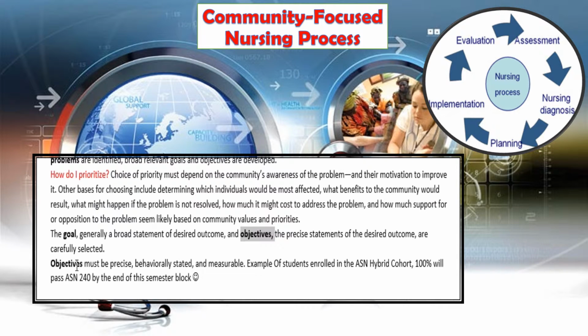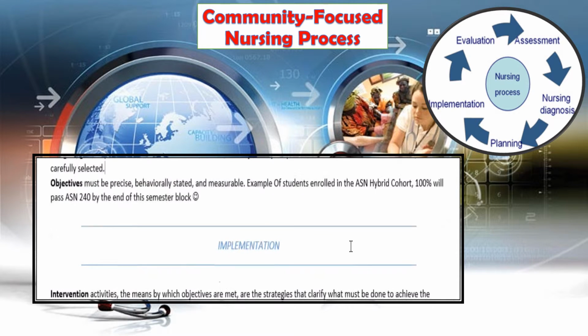Okay, so objectives must be precise, they should be behavior oriented, and they should be measurable. An example of an objective is that of all the students enrolled in the ASN hybrid cohort, I want 100% to pass the ASN 240 by the end of the semester block. That's something that could be considered a measurable objective.